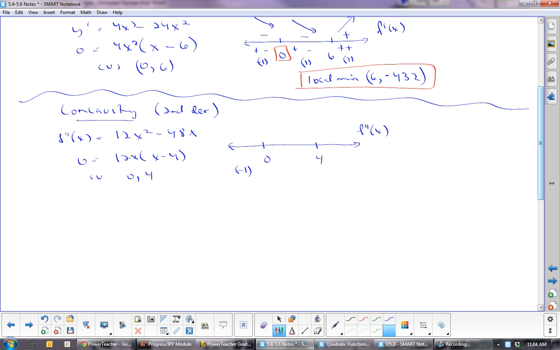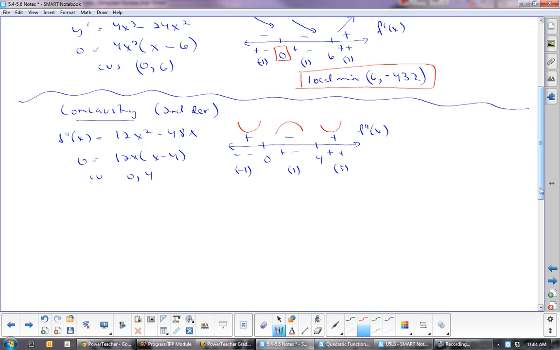Put in negative 1, you'll get a negative times a negative. It's positive. Put in 1. 12 times 1 is positive. 1 minus 4 is negative. That's a negative. And put in a 5. 12 times 5 is positive. 5 minus 4 is positive. That's a positive. Okay, so I have happy there, sad there, happy there.